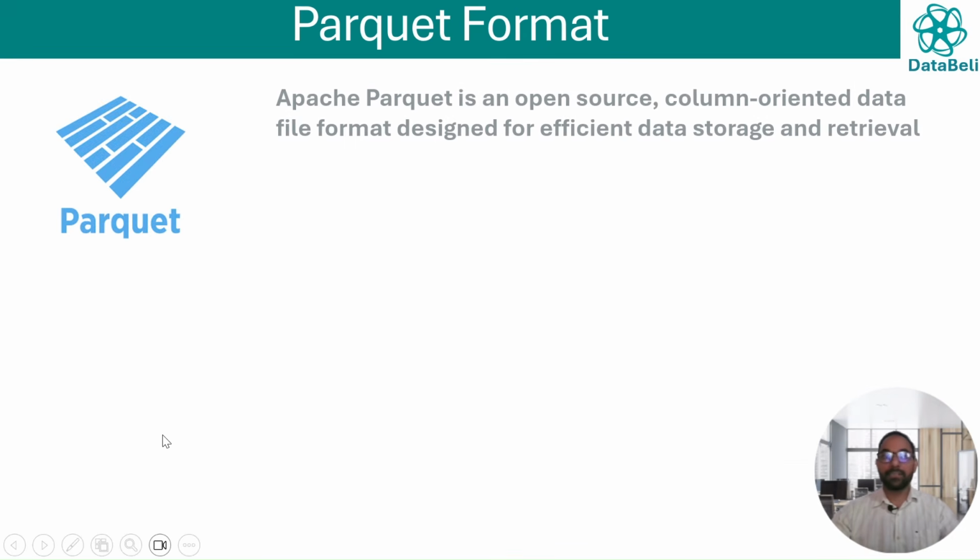Let's start by understanding what exactly is Parquet. Parquet is from the Apache Foundation, and it is an open source format. It is a column oriented data file format. Column oriented, we will see what exactly it means, which is designed for efficient data storage and retrieval. So storing the data is very efficient, and retrieving the data also is very fast and very efficient.